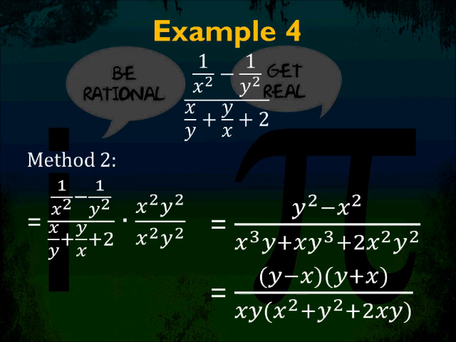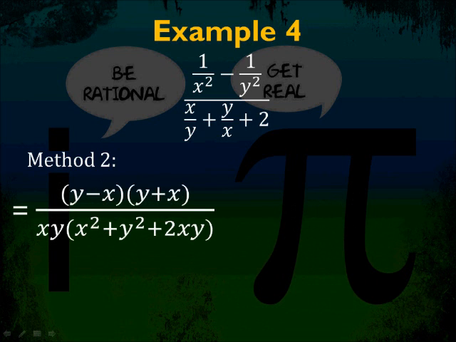Let's factor. You can factor y squared minus x squared as a difference of squares. You can also factor out an xy from the denominator to leave that expression. Now if you've noticed, x squared plus y squared plus 2xy is the same as the perfect square (x plus y) squared. Usually you see the 2xy in between these two.